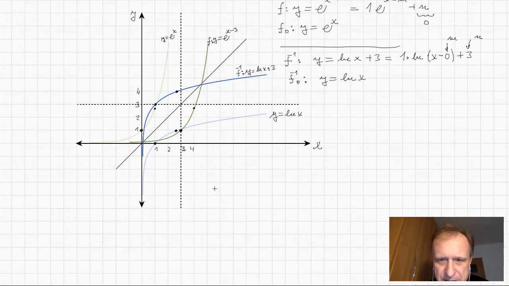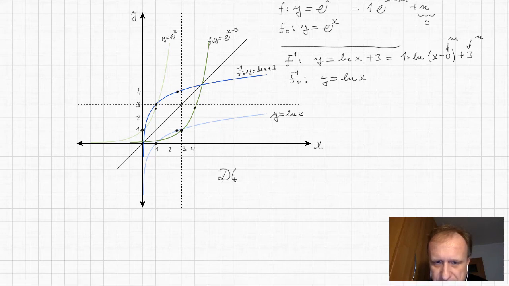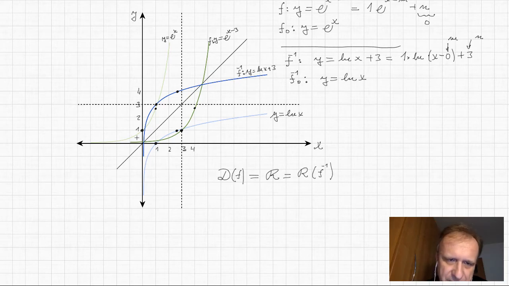So let us look at the graph and try to do it. Let us concentrate on the green function there. The domain of the green function, of the function f, you can see, is the set of all real numbers. But since the green function is the inverse of the blue one, it must at the same time be the range of the inverse. So the range of the inverse function is the set of all real numbers.